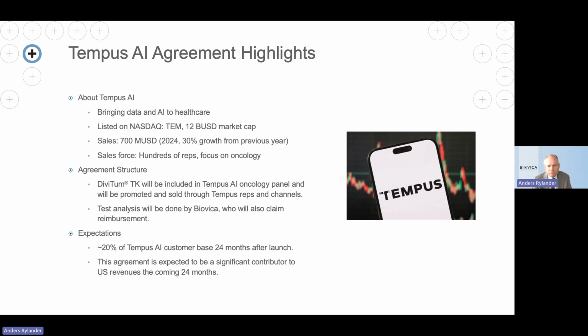So we have talked with Tempus and also discussed what we can expect together in this collaboration. And what they estimated is that about 20% of their current customer base, which is growing to 30%, as we said, is an ambitious but reachable target to be reached 2 years after launch. And this agreement is also expected to be a significant contributor to the financial goals that we have communicated for US revenues.